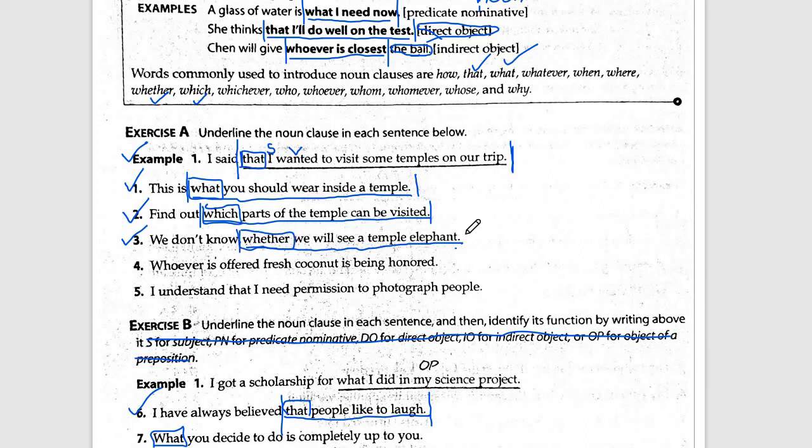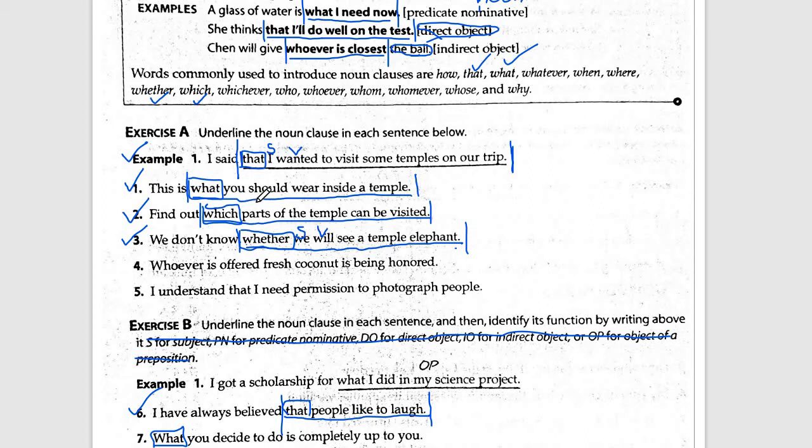We don't know something. We don't know what. We don't know whether we will see a temple elephant. We don't know something. This whole thing is a noun. And we know it's a noun clause because it has its indicator word and then it has its subject. That subject gets to do something. That's why it's a subject. Indicator word, subject, verb. That's what makes it a clause, is that subject, verb.